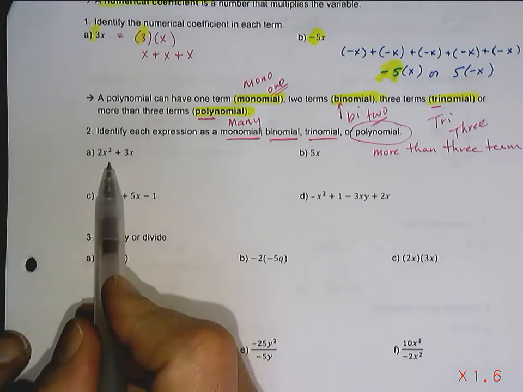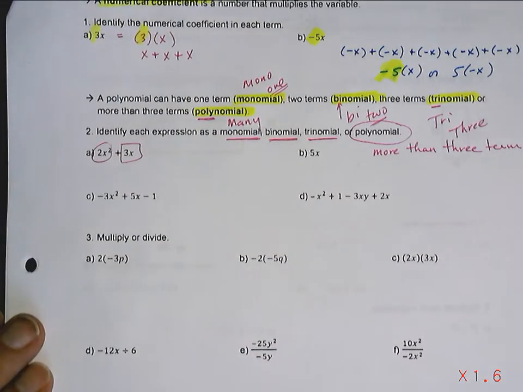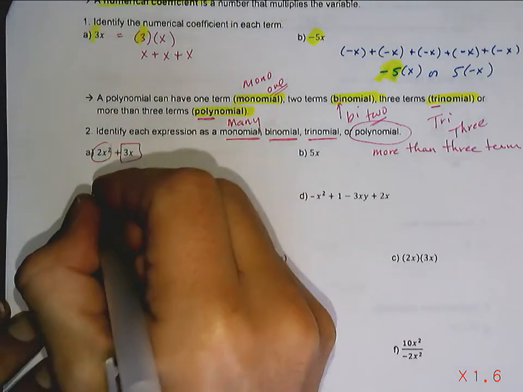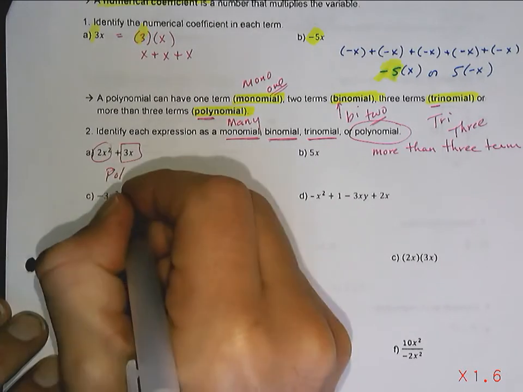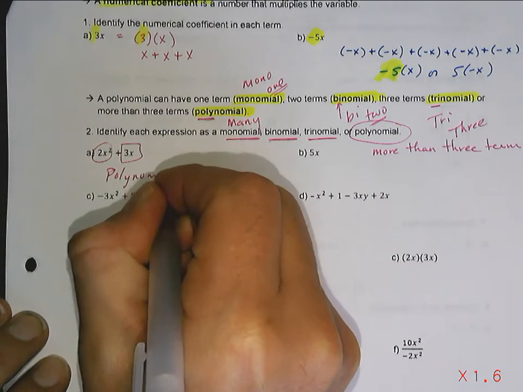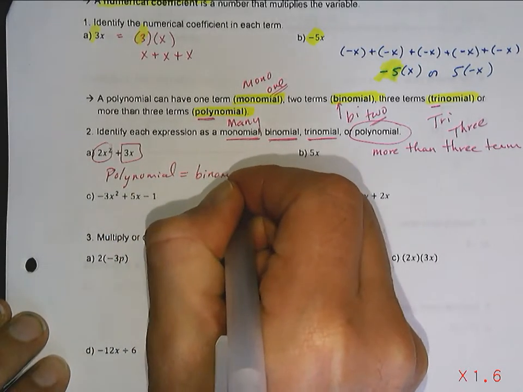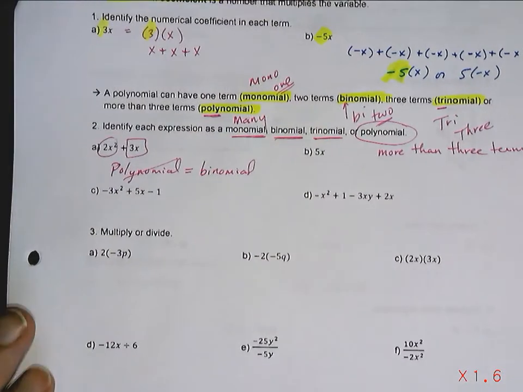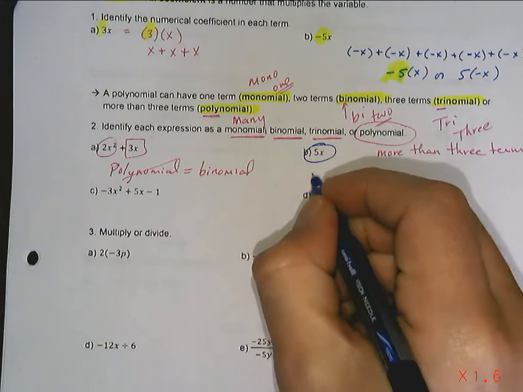So how many terms are here? Well, there's 2 terms. There's 2x squared, and there's 3x. It is a polynomial, but it has a special name. It's actually a binomial. So for the case of this particular question, we'll refer to that as a binomial with 2 terms. In terms of this question, 5x is a monomial.